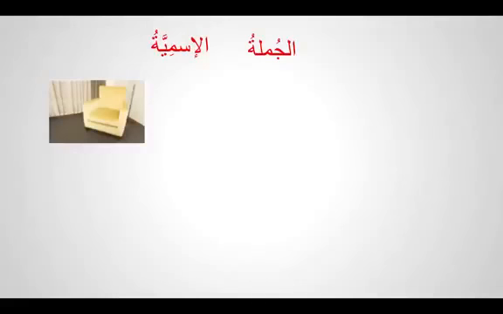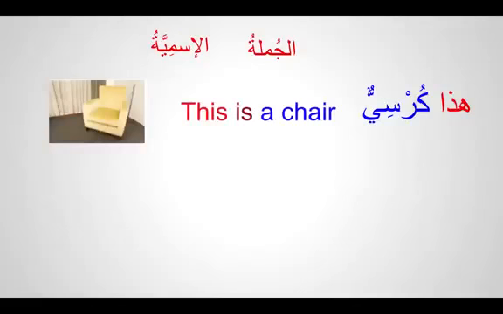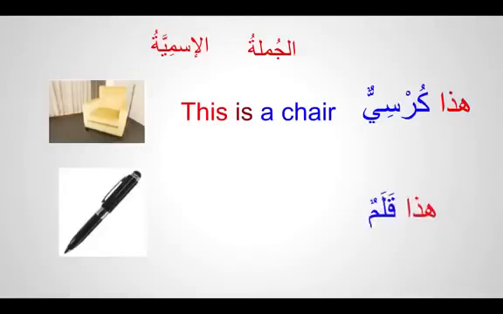This is a chair. What do you say? Hadha kursiyun, this is a chair. This is a pen. Pen means qalam. So how do we say? Hadha qalamun, this is a pen. So if you see anything which is close to us, we use hadha.